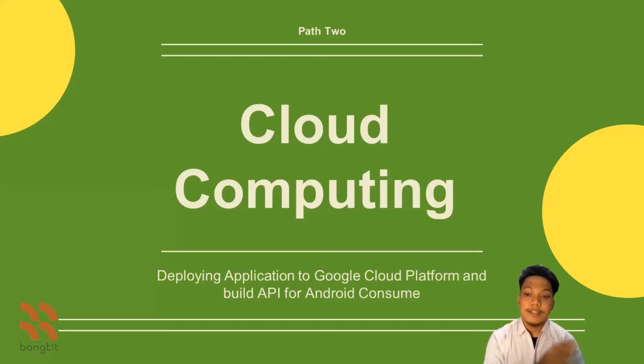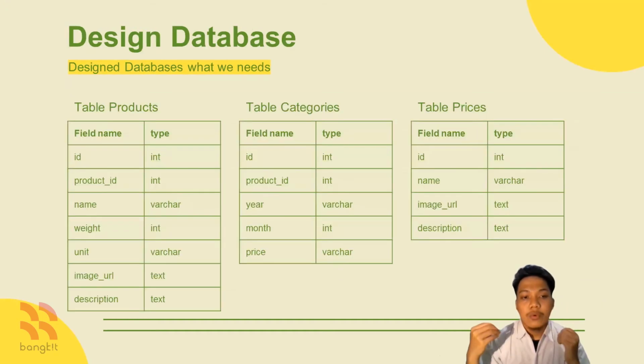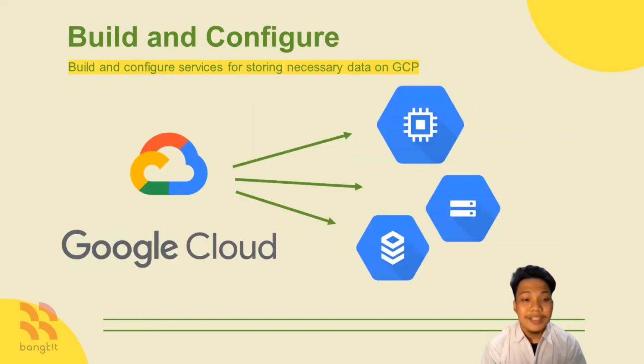And the second part is cloud computing. At this stage, we have analyzed the Google Cloud Platform features that we can use for the application, and we conclude that we are using VM instance, CloudSQL, and cloud storage. And then we have also designed the database as well as possible. And then we have built and configured services on GCP to store the data we need, such as virtual machine, CloudSQL, and cloud storage.